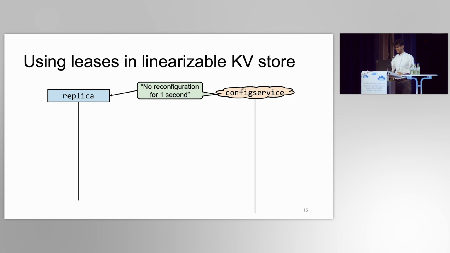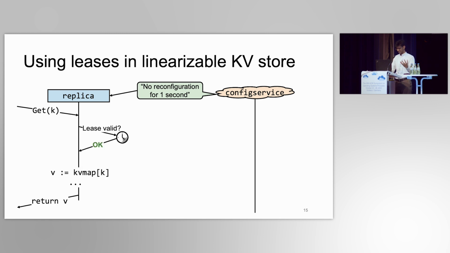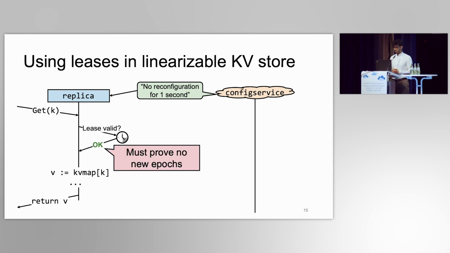When a replica later receives a GET operation from a client, it first checks at that moment if the lease is valid. And if it is, it'll read its state, it'll read the key value pair from its local state and eventually respond to the client. And to make sure that this plan is correct, we have to prove that when this lease check succeeds, there must be no new configurations that have started, or in other words, no new epoch numbers that have been created.